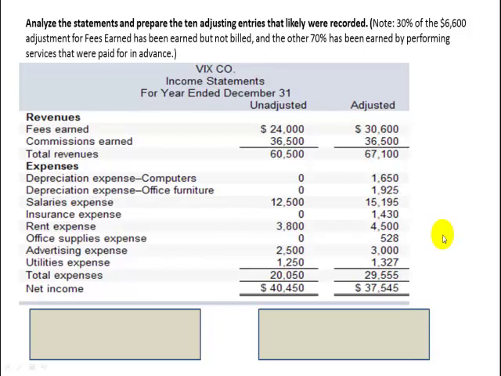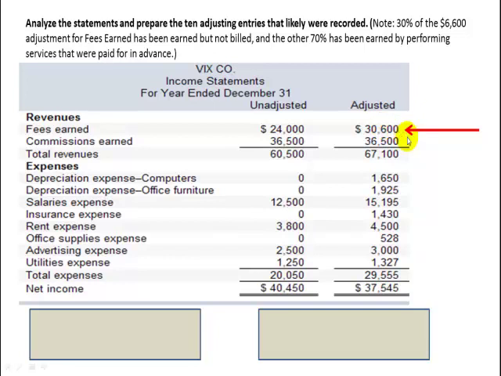Okay, this problem starts out by giving us two income statements, one that's unadjusted and one that's adjusted. And when I say adjusted, I mean adjusted for things that were accruals, based on accrual basis accounting, that we need to change. For example, our first change, starting at the top, is going to be fees earned. Fees earned that were unadjusted for things were $24,000, and the adjusted amount, or the correct amount, was $30,600.